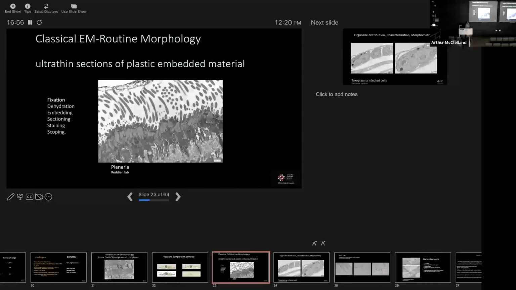Routine morphology is often referred to as classical electron microscopy, and it's essentially ultra thin sections of plastic embedded material. The general procedure is fixation, dehydration, embedding, sectioning, staining, and then finally scoping.